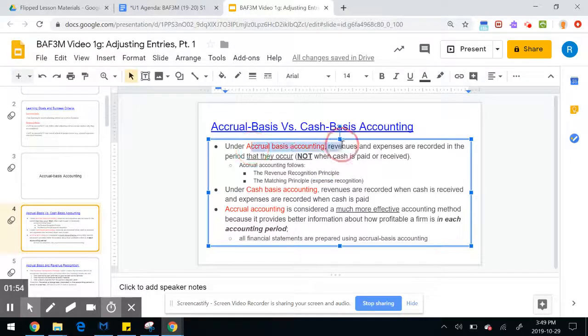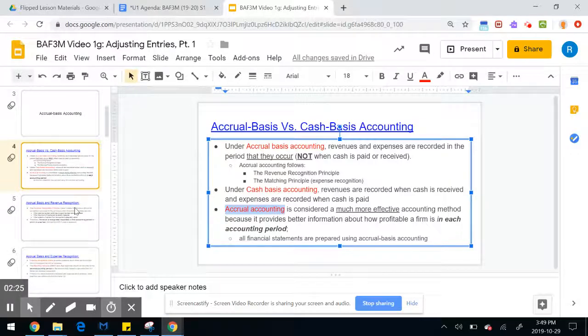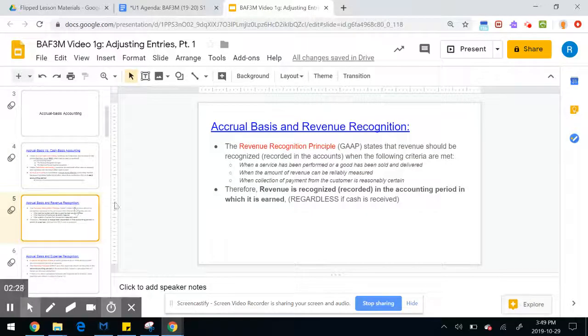The opposite of accrual-based accounting is cash-based accounting, which doesn't really make any sense for us. This is when revenues and expenses are recorded, not when they actually occur, but when cash is paid, right? So accrual-based accounting is considered much more effective because it gives you better information. If we know that revenues are being recognized on our income statement and therefore contributing to profit or loss in the months where they actually occur, that's way more important. Everything we have is going to be much more accurate, our financial statements, by the time we get to actually prepare them. All right. So that's why accrual-based accounting is really important.